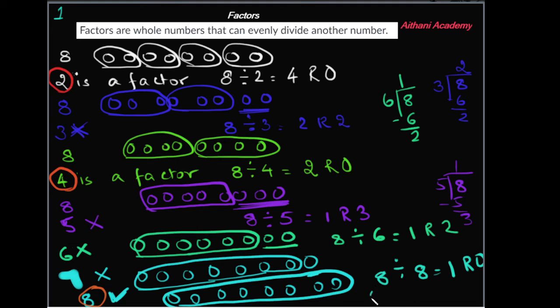So, 1. Let me take another color. Quickly grab another color. 1, 2, 3, 4, 5, 6, 7, 8. I can always give 1, 1, 1 each, right? So 1 will always be a factor. So in this case, 1 is a factor, 2 is a factor, 4 is a factor, 8 is a factor. 1, 2, 4, 8 are the factors of 8. Thank you for watching.